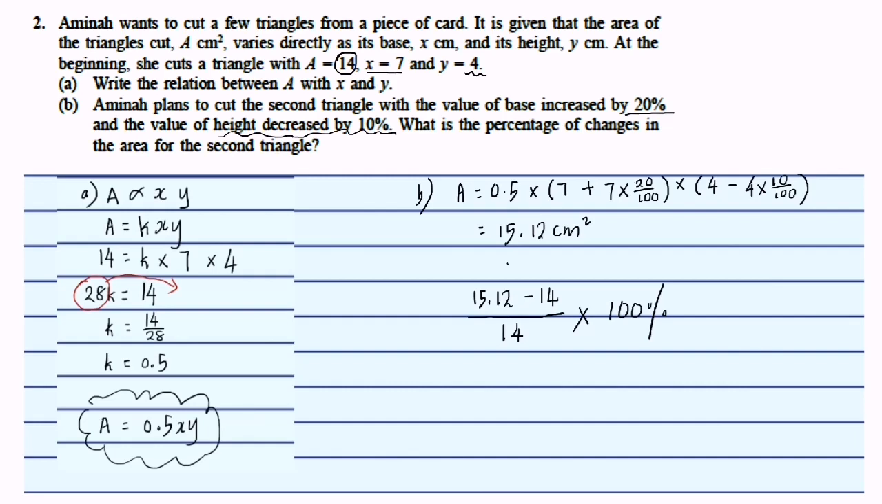Okay, so you will obtain 1.12 over 14 times 100%, and that equals 0.08 times 100%, and you will obtain 8%.